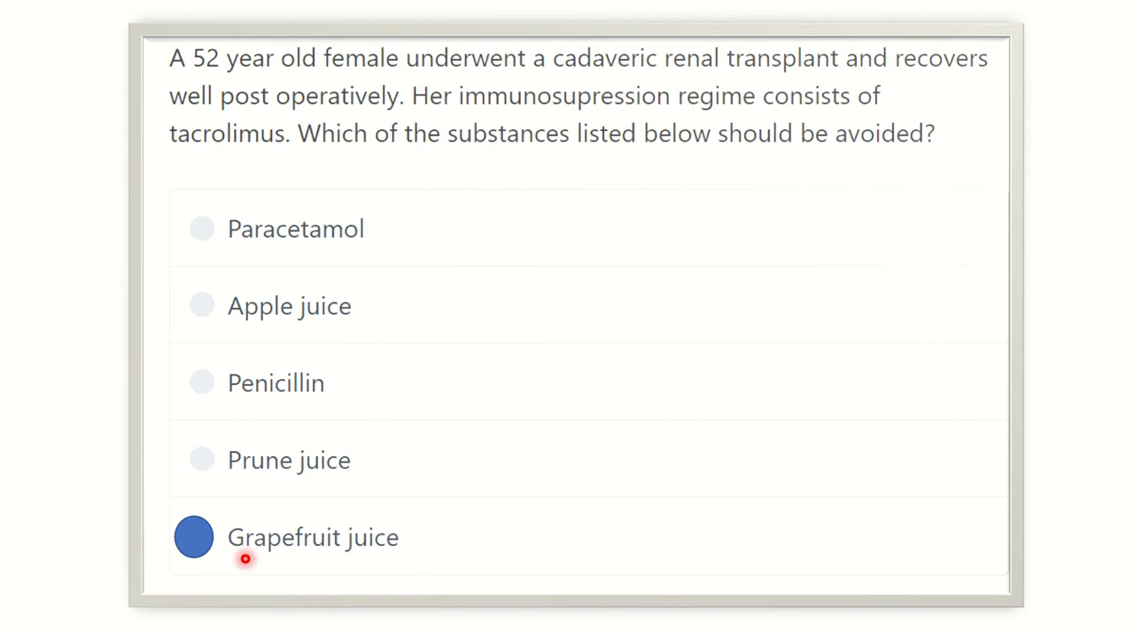So our final answer is grapefruit juice. Grapefruit juice acts on the P450 enzyme, so it inhibits the P450 enzyme. In this case, tacrolimus will not act in this graft recipient patient, and the graft will fail. So grapefruit juice should be avoided.